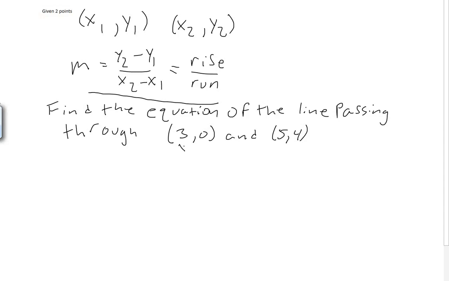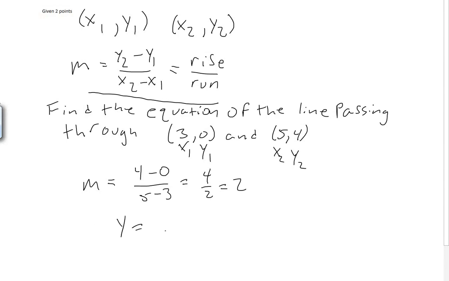So if I just come down here, I know this is an x value, I know this is a y value, I know this is an x value, I know this is a y value. I could label this first point x1, y1, and I could label this second point x2, y2. Then the slope of the line that contains both these points is given by just taking the difference. 4 minus 0 over 5 minus 3. So that the slope is 4 over 2, which is just 2.